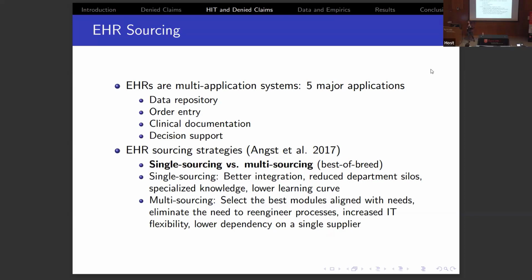So physicians have a lower learning curve when they're dealing with one single vendor, because the interface and all these other functionalities are more similar. So these are the benefits of single sourcing, but why do some hospitals choose to multi-source? In that case, there are some benefits as well, because they can select the best modules aligned with the needs of their specific departments. And this would eliminate, or at least reduce, the need to adjust their processes to some extent. They will also have increased flexibility of changing their EHR applications among different vendors, and a lower dependency on one single vendor, which can also have implications for EHR vendor market competition.